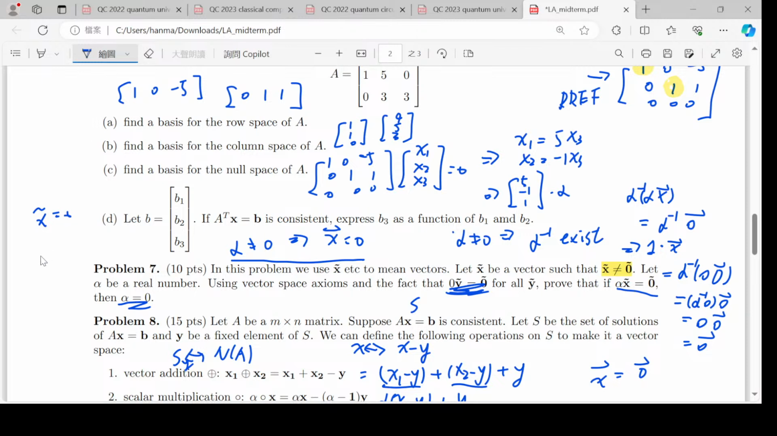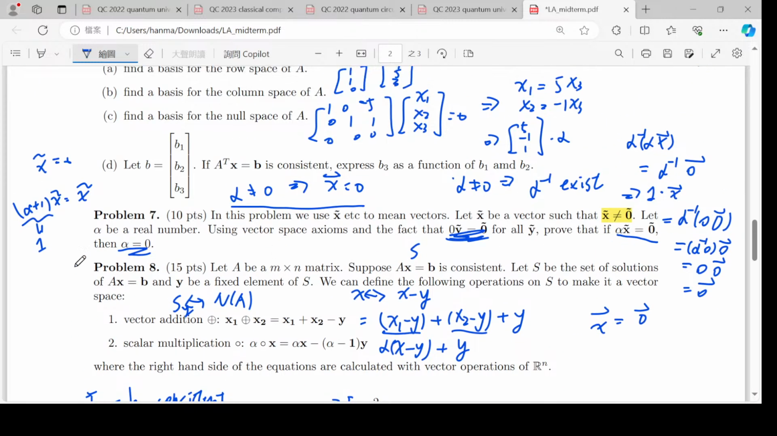For example, if you say alpha plus 1 x tilde equal to x, and then you want to argue that this equals 1, this is not true when x equals 0. It is not necessarily equal to 1, right? Because everything times 0 still equals 0. Okay, so you must use this thing to prove that if alpha x equals 0, then alpha equals 0.